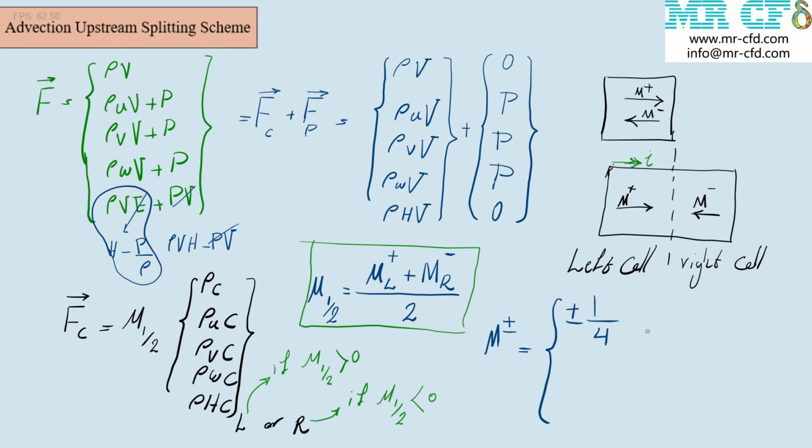For subsonic flows, the positive or negative mark is computed as 1/4 (m ± 1) to the power of 2. In supersonic flows, it is computed as (m ± absolute value of Mach) divided by 2. In supersonic conditions, information travels predominantly in one direction, resulting in the negative mark being 0. Conversely, in subsonic conditions, information can travel in both positive and negative directions. This method allows the scheme to determine which cell's properties influence the interface, depending on the direction and magnitude of the Mach number, ensuring accurate simulation of the flow dynamics across cell interfaces.